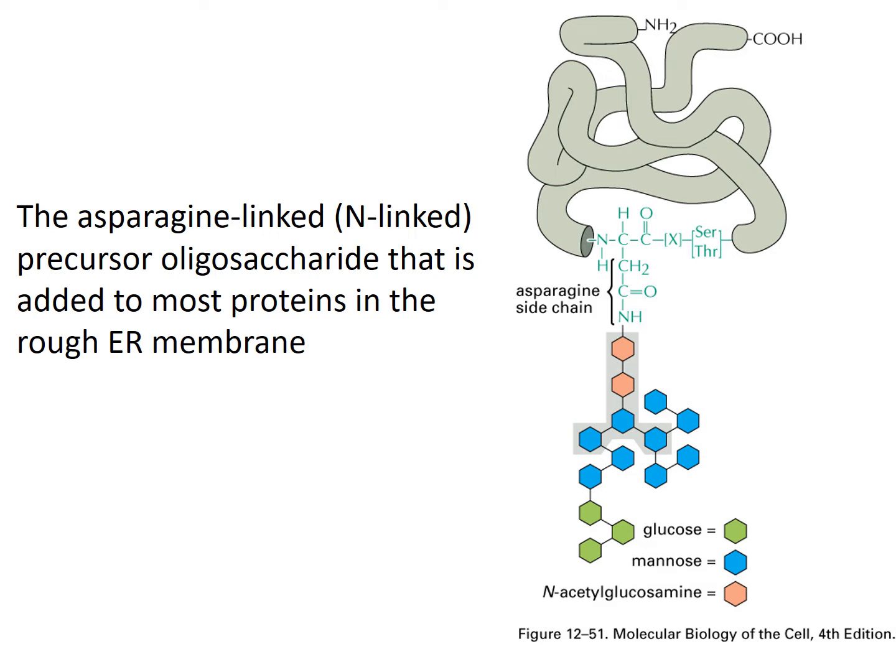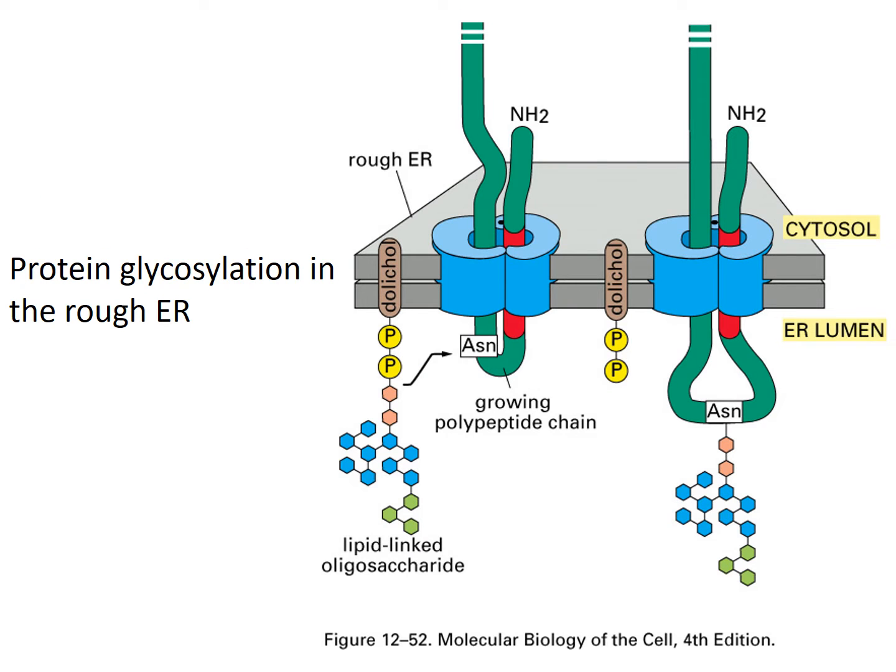Here's asparagine, and here's the simple form in the ER. Lots of mannose, glucose. And so we've talked about how there's a fatty acid carrier called dolichol that the sugar tree is built on, and then an enzyme will detect the asparagine that's exposed, and using the energy built in with the phosphate, attach the sugar to the protein that's being made in the ER. This is the rough ER.